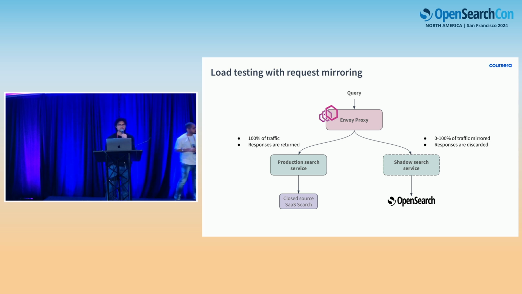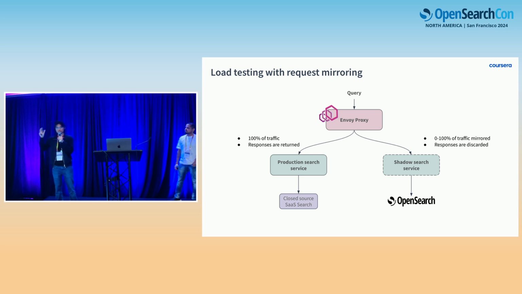As we get closer to actually productionizing OpenSearch here, load testing is very, very important. You want to see how much load your application can take. The way we decided to do this was through request mirroring. At Coursera, we use Envoy as our proxy, which has this really neat feature of mirroring traffic that's going to a production service. You can send a copy of that request to a shadow search service.